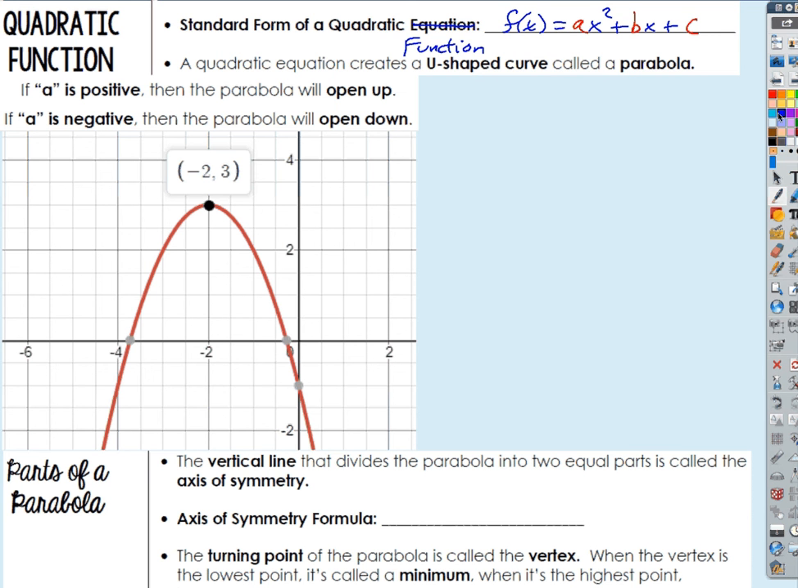Okay, so a couple things about this. So we gotta look at the anatomy of a parabola first of all. We know that anytime we graph a quadratic function, we get a U-shaped curve called a parabola, and we saw that in our list of parent graphs, right?